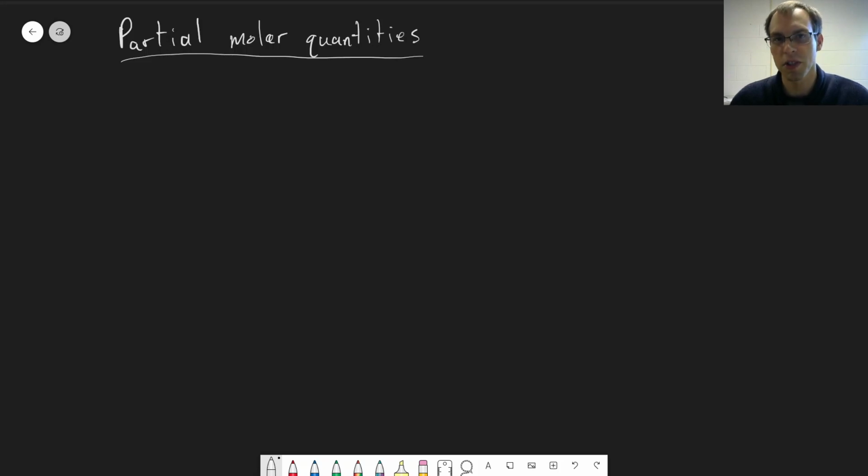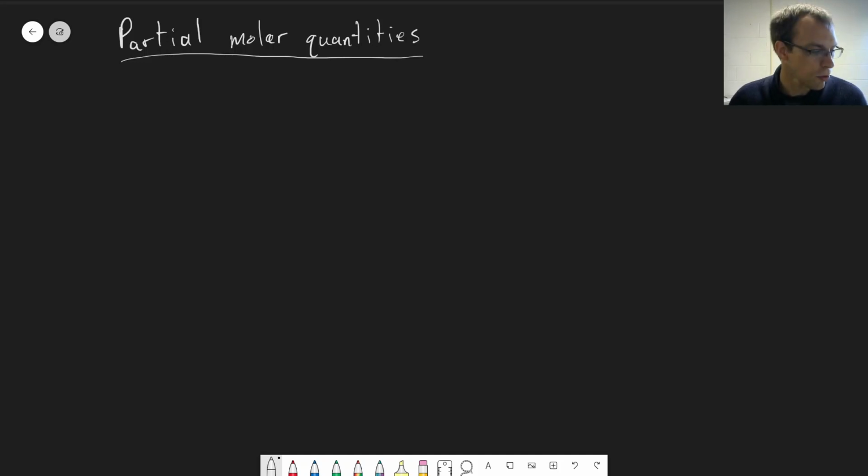When we're thinking about mixtures like we've been talking about, we can think about how quantities that we care about in that mixture, things like entropy or volume or the Gibbs energy, how do those change with respect to the concentration? As you change the fraction of substance 1 versus substance 2, how do these values change?